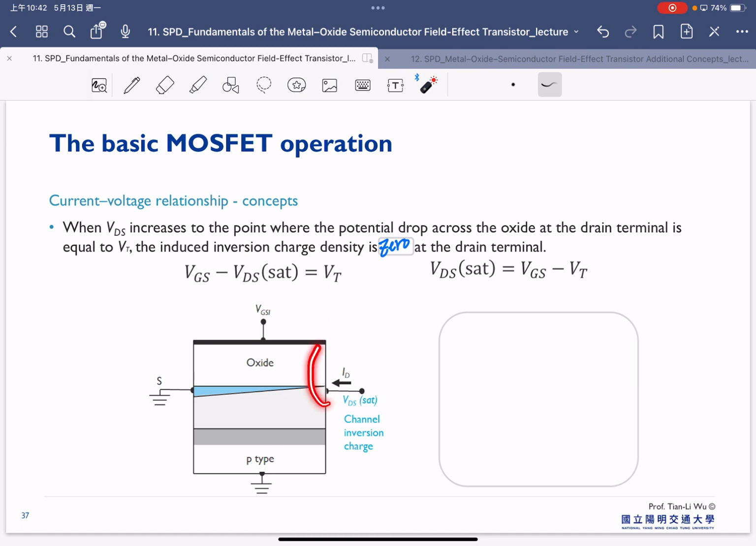So right now, if the voltage drop here is equal to VT, that means actually this inversion charge here becomes 0. And therefore we consider this is a point where we call saturation. So right now we consider this is a current starting to show the saturation characteristic.